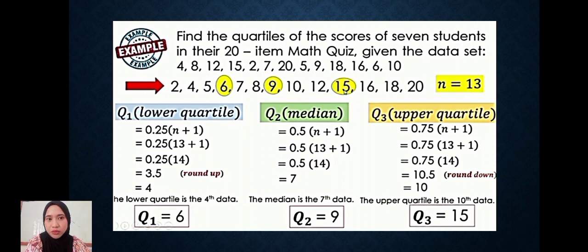Ang Q1, we will always round up. And Q3 is always natin siya i-round down. So, the upper quartile is the 10th data, which is equal to 15. Siya yung ika-10. 15 ang ating answer doon sa Q3.